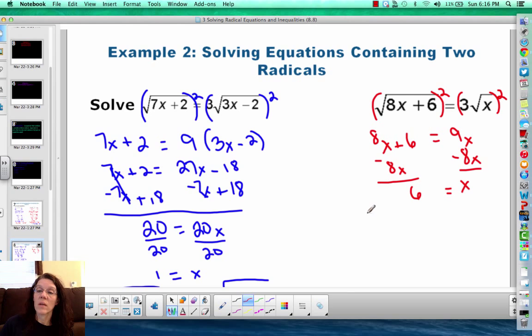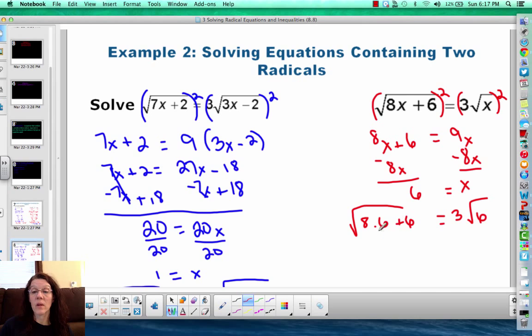All right, let's check. This now becomes the square root of 8 times 6 plus 6. And that equals 3 times the square root of 6. 3 times the square root of 6 is not a perfect square, so we can't simplify that anymore.